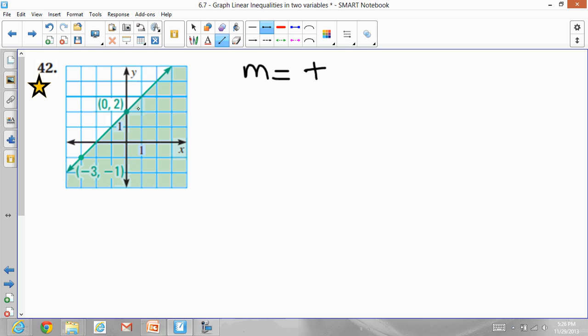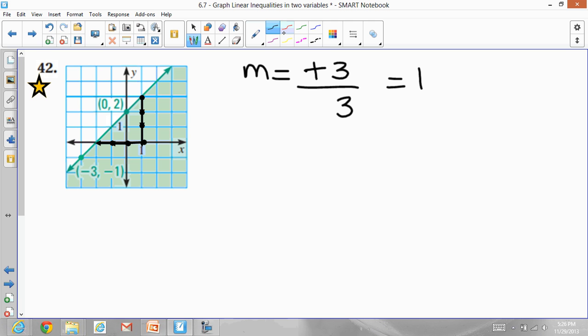So when I do my rise over run, I'm going to do 1, 2, 3. So that is going to be my rise. And my run in this case is going to be from here, 1, 2, 3, until you reach the graph. So my run is going to be a 3. So 3 over 3 is going to give me a 1 for my slope.